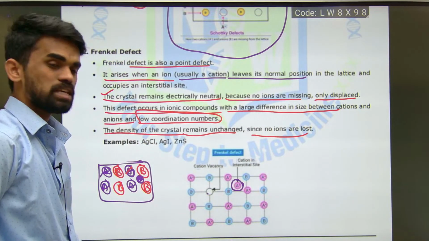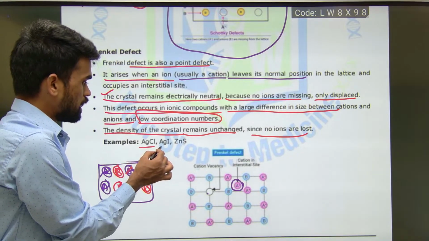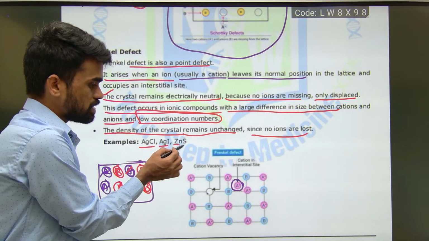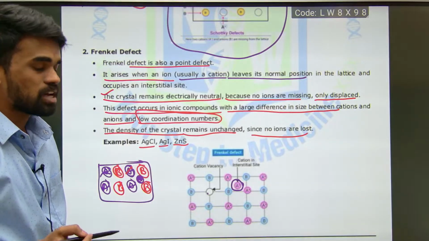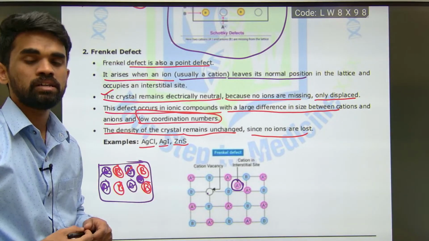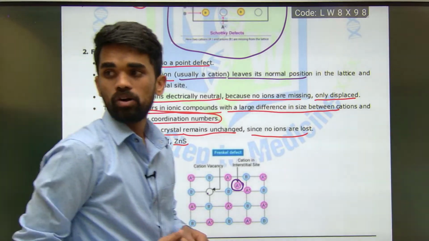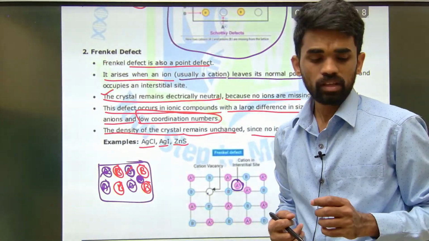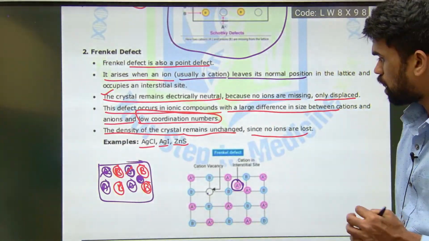So the density of this crystal remains unchanged since no ions are lost from their sites, right? Now what are the examples here? We have AgI, silver iodide, and ZnS, zinc sulfide, as examples of Frenkel defect forming crystals. Okay, hope the discussion is clear. Let us move forward.